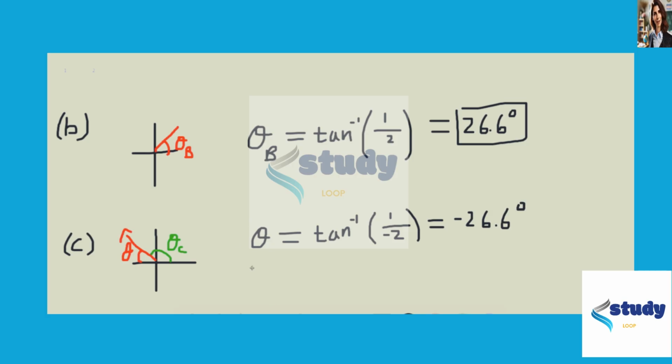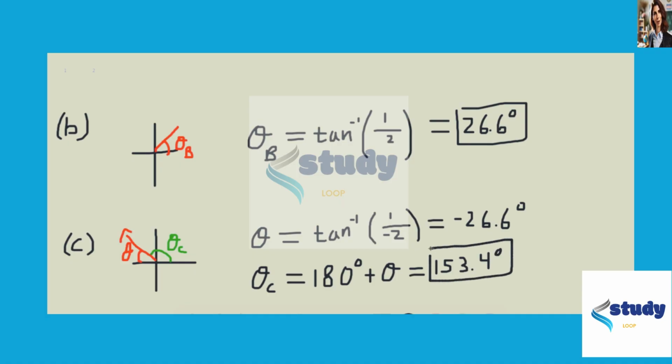And then our value theta c is equal to 180 degrees minus, or plus, that angle theta, which is a negative angle. So plus negative is a minus value. So it ends up being 153.4 degrees. And we can box that in as our solution to part C. And then lastly, part D.